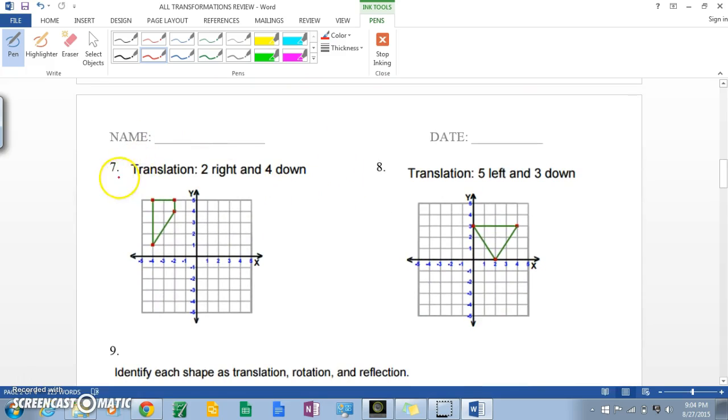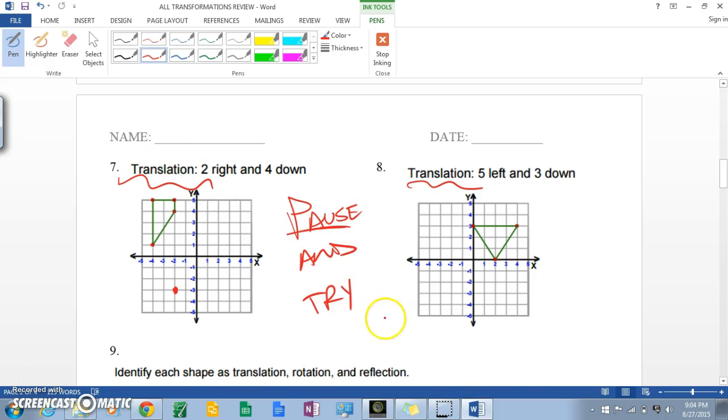Now time for 2 translations. Okay, translations, I also want you to pause and try. Keep in mind every point needs to follow these directions. So every point needs to go 2 to the right and 4 down. 1, 2, 1, 2, 3, 4. Every single one of these. Pause and try 7 and 8.